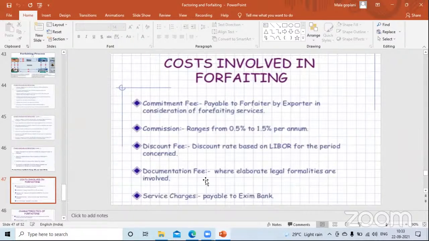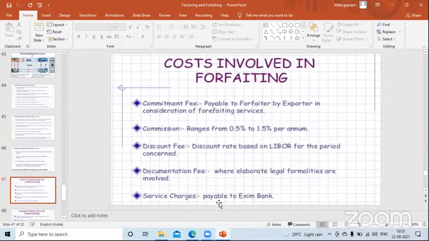Documentation fees. This is also very, very important because importer will have to issue the documents, like letter of credit. So if I am exporter, I'm purchasing forfeiting services. I will also have to approach bank to issue documents. So there are documents in the process which are very, very important, without which the transaction will not be valid, or you can say forfeiting services will not be valid. Therefore, you will have to pay legal fees. Legal formalities are there. And therefore, for that, you have to pay legal fees, documentation fees.